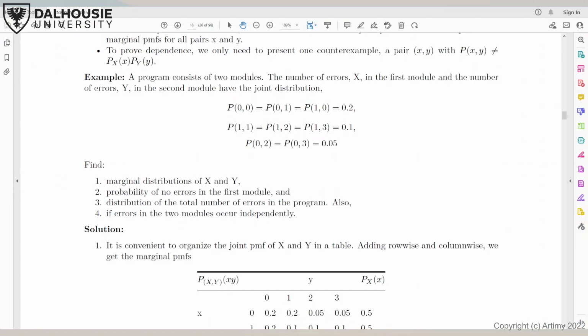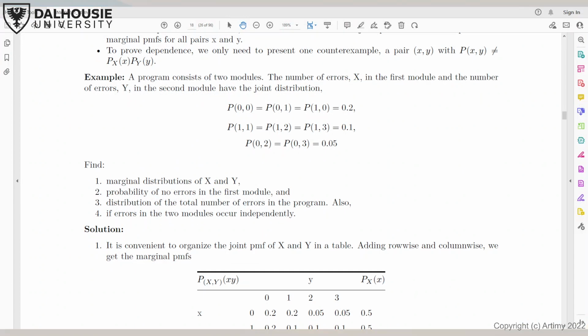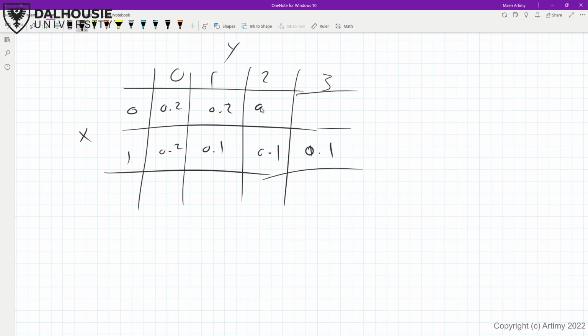Okay, and P02 and P03 are 0.05. P01 is supposed to be... I probably made a mistake in the calculations here. P02 and P03, yeah, okay, so this is 0.05. I didn't make any mistake.